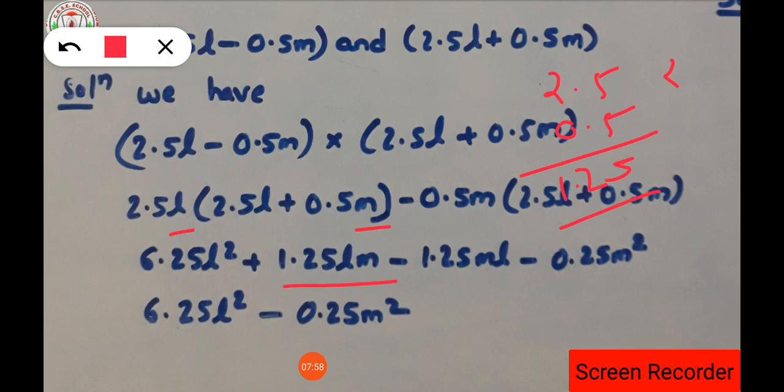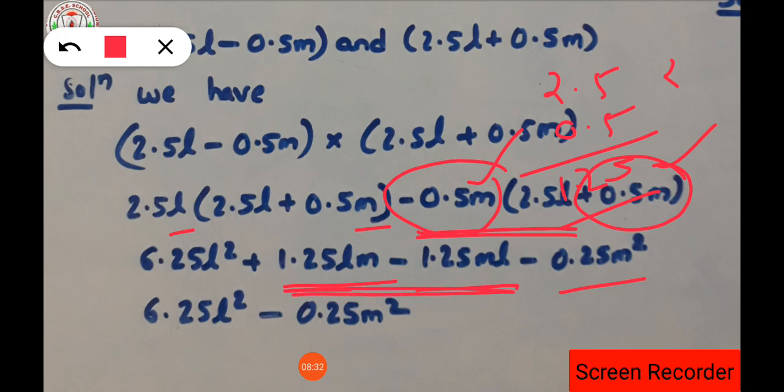Then here minus 0.5M will multiply with 2.5L. The answer will come minus 1.25LM. Okay. Then after minus 0.5M will multiply with plus 0.5M. The answer will come minus 0.25M square. Since minus and plus is minus, that's why minus 0.25M square. Here M and M multiplied will become M square.